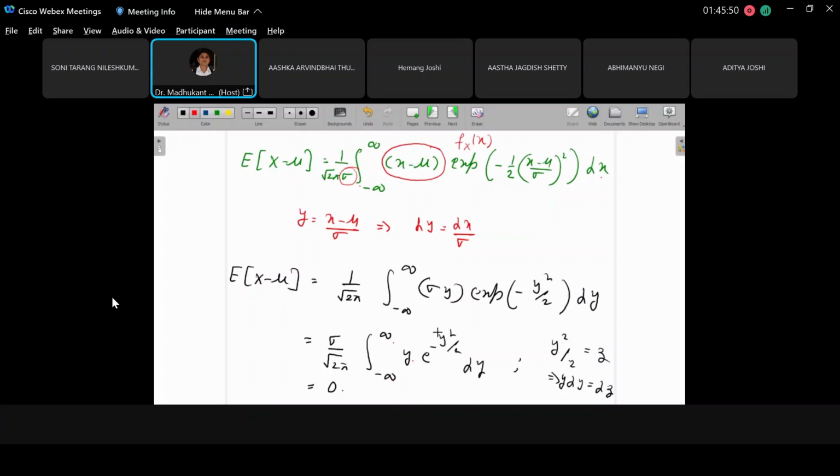Now see, the derivative of y square by 2 is y dy. Now this integral is easy to solve. So substitute y square by 2 as z. From here, y dy is dz. Now this integral is transformed into sigma by square root of 2 pi times the integration, where y square by 2 is z. So how will you change the limit?